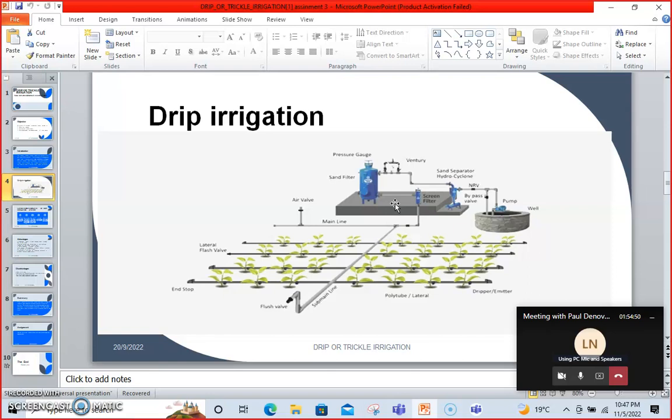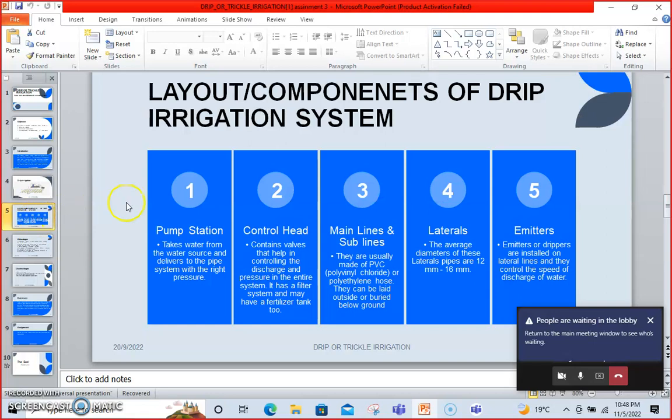So now we have the main line. Water goes through the main line, and once you have the main line, you can have a subline depending on the way you have divided your land. This subline now is the one that will give us the lateral pipes. These lateral pipes are the ones that have emitters and are directed to the plants, and then the water will drip into the soil directly. And then that is the layout.